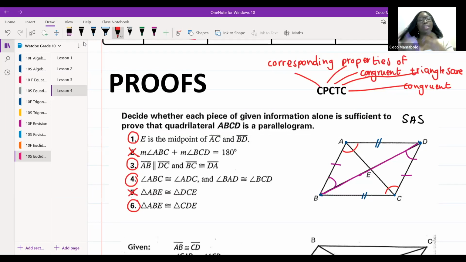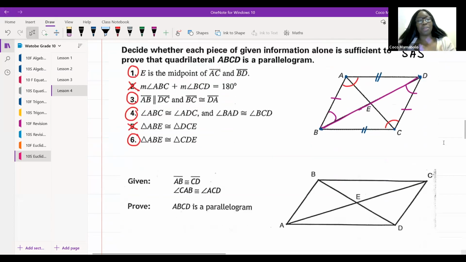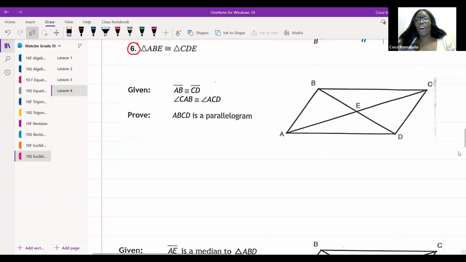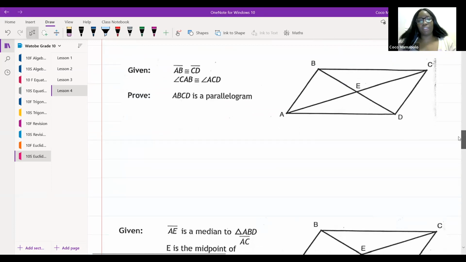Okay, and that's what CPCTC means. All right, let's put this into practice because we can't just leave it. Now, here's the information they've given. We have been given that AB is equal to, we're going to say equal to rather than congruent, to line CD. It means the same thing. They are congruent, meaning that they are equal to each other in respect to one or other triangle.